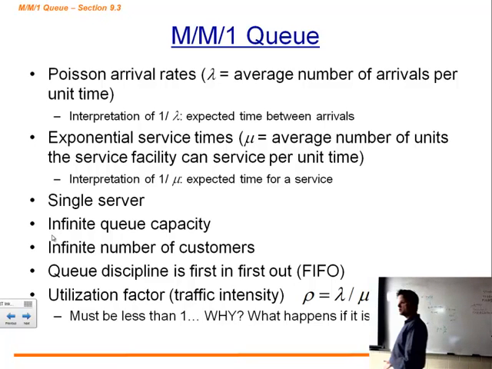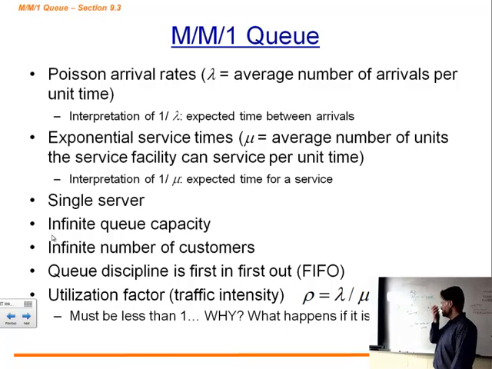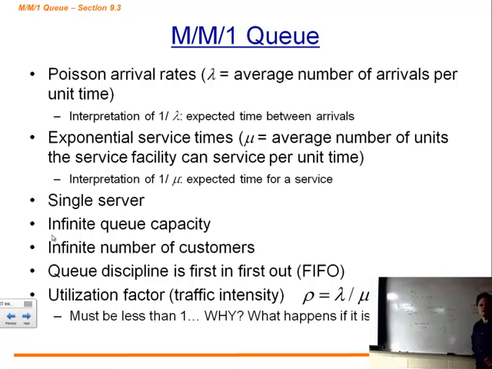So this is a real number. It's always going to be positive, or zero, I guess. We want it to be less than one. Why do we want it less than one? If it's bigger than one, what does that mean? That means people are coming into the system faster than they're being serviced on average. So on average, the queue is just going to start growing and growing and growing.